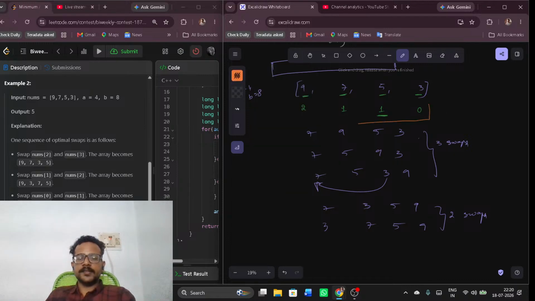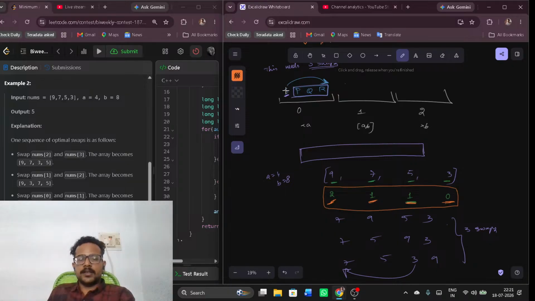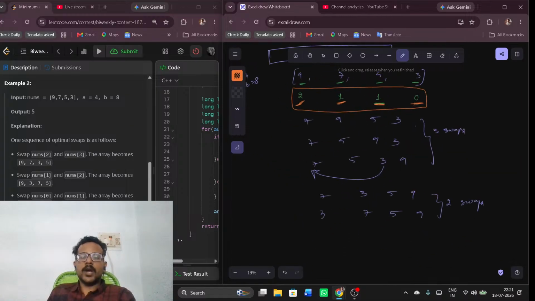If it is less than A, go to type 0. If it is in the range A comma B, it will be type 1. If it is greater than B, it will be type 2. I hope it's clear. Now, I hope you're clear with swapping, going from S and putting it at the last, requiring us 3 swaps.